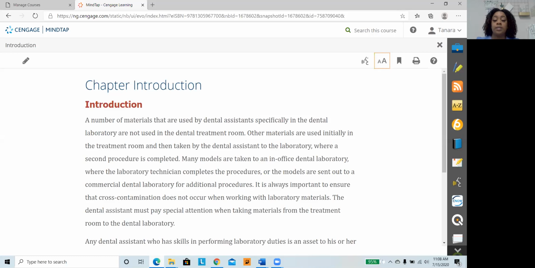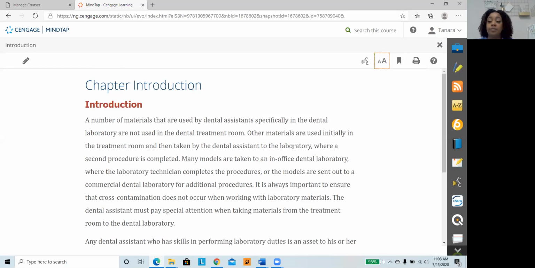It also says right here, other materials are used initially in the treatment room, and also they're taken by the dental assistant to the laboratory. What that's saying is sometimes you may have to take material from the lab into your treatment room to properly take an impression or do treatment on your patient. So sometimes we have to cross the two.